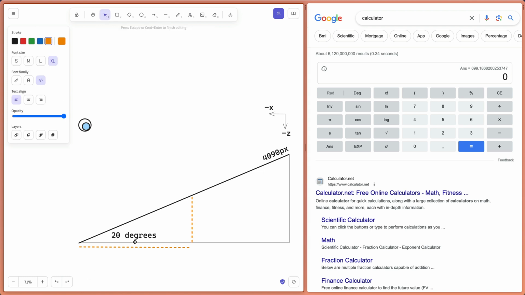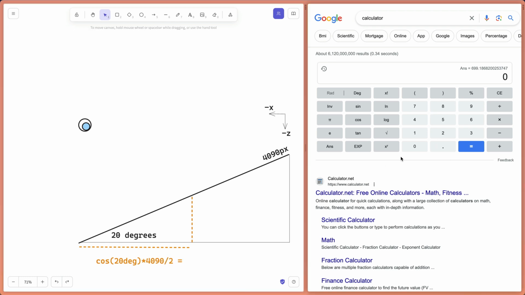So the equation to get this is, remember SOHCAHTOA, like fifth grade math, you're gonna take cosine of 20 degrees and multiply that by 4090 pixels. Then we're gonna take all of that and divide by two and see what that equals. So if I come over here and say cosine of 20, and notice I'm in degree mode, close that parentheses, and then multiply by 4090. That equals 3,843. Divide this by two, we get 1,922.